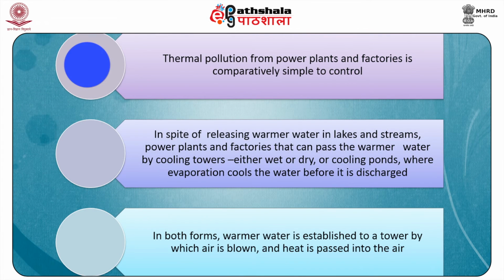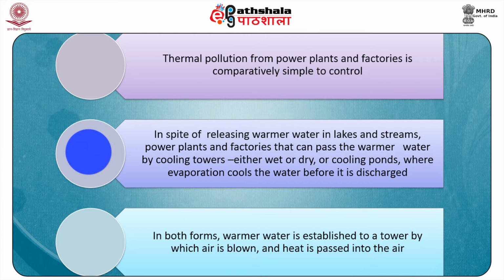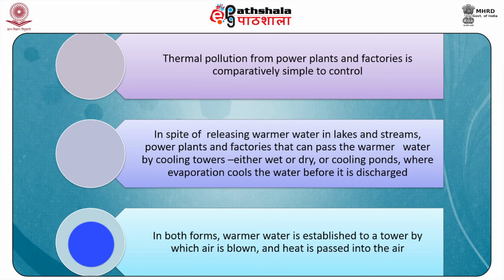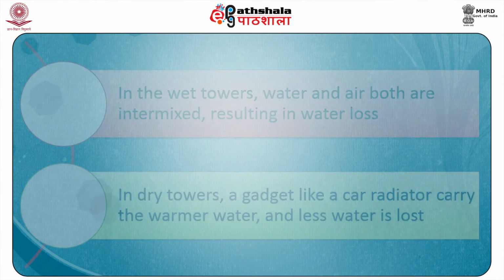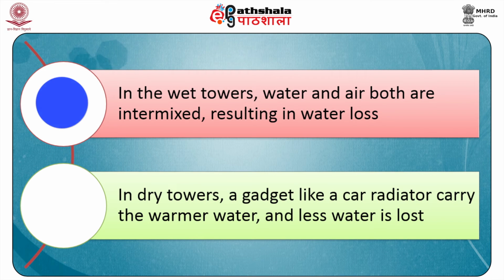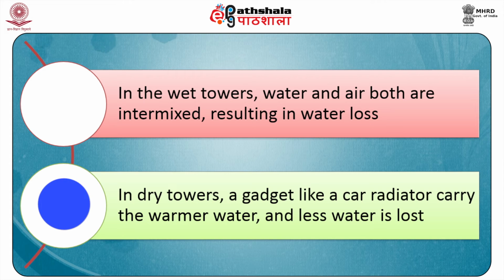Prevention and control. Thermal pollution from power plants and factories is comparatively simple to control. Instead of releasing warmer water into lakes and streams, power plants and factories can pass the warmer water through cooling towers, either wet or dry, or cooling ponds where evaporation cools the water before it is discharged. In both forms, warmer water is sent to a tower through which air is blown and heat is passed into the air. In the wet towers, water and air are intermixed, resulting in water loss. In dry towers, a gadget like a car radiator carries the warmer water and less water is lost.